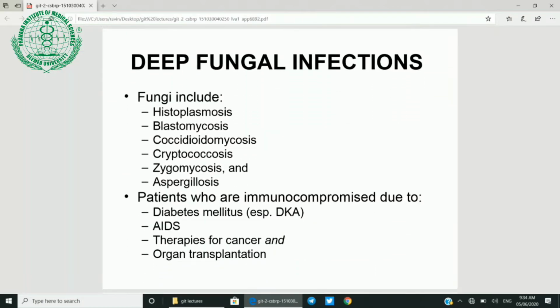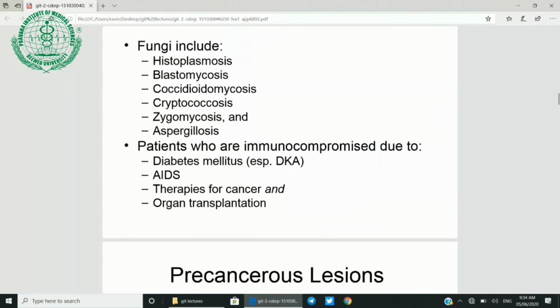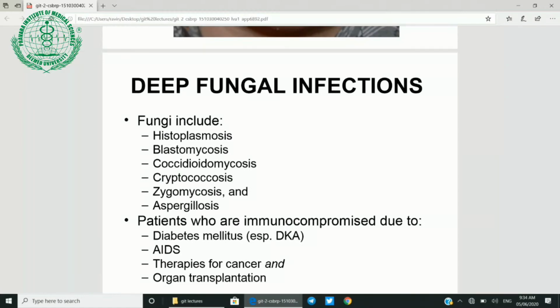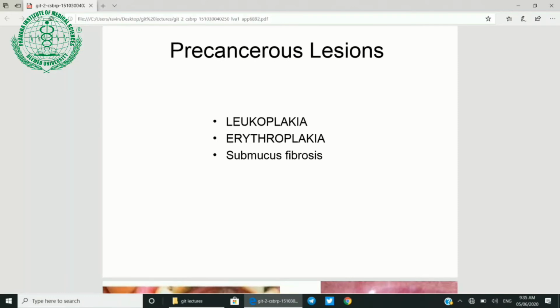Now when we talk of deep fungal infections, a lot of fungi can be involved. You can just remember this list: histoplasma, blastomycosis, coccidioidomycosis, cryptococcus, zygomycosis. As undergraduate students, when we talk of infections of the oral cavity, two major things you have to remember: the herpes infection and the candida infection. These are the two most important things when we talk of the oral cavity. Now moving on to the next part that can happen in the oral cavity, that is precancerous lesions.